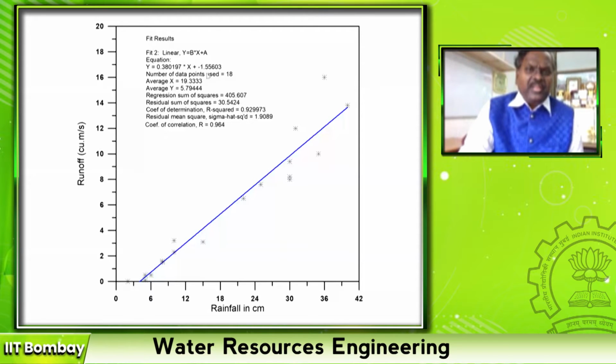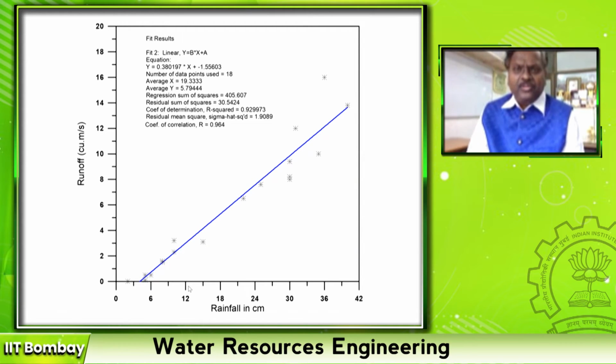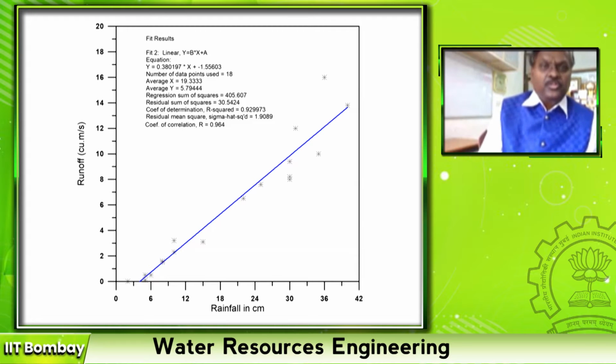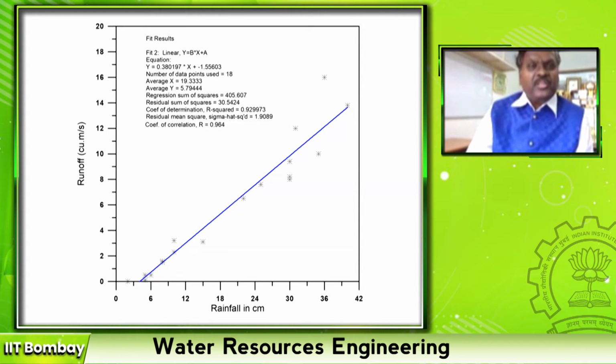See, this minus 1.556 doesn't mean that when rainfall is 0, runoff is minus 1.55. It may be groundwater flow or it may be a regression coefficient. So this holds good when x is above a certain threshold value, or y is greater than 0. Okay, then only this equation is valid. Okay, this is simple linear regression.